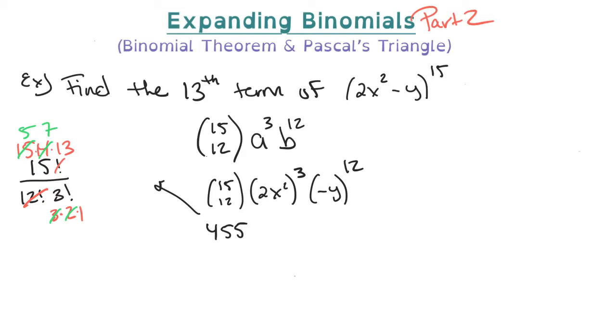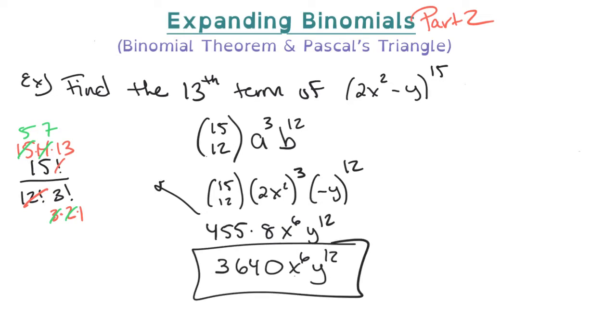Okay, for the a cubed, 2 cubed is 8. X squared to the 3 is x to the 6th. And for that negative y, negative 1 to an even exponent of 12 is positive, so y to the 12th. Only thing left to do is 455 times 8. That is 3,640x to the 6th, y to the 12th. Awesome.